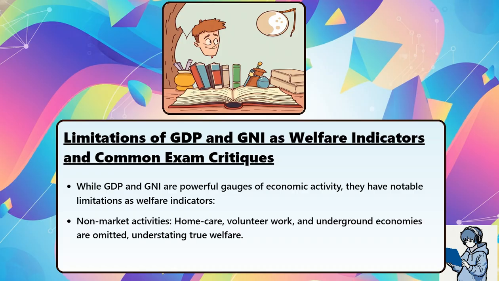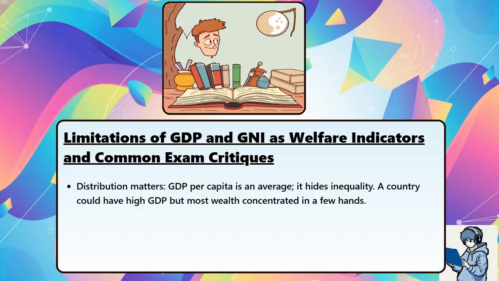Non-market activities, home care, volunteer work, and underground economies are omitted, understating true welfare. Distribution matters. GDP per capita is an average. It hides inequality. A country could have high GDP, but most wealth concentrated in a few hands.